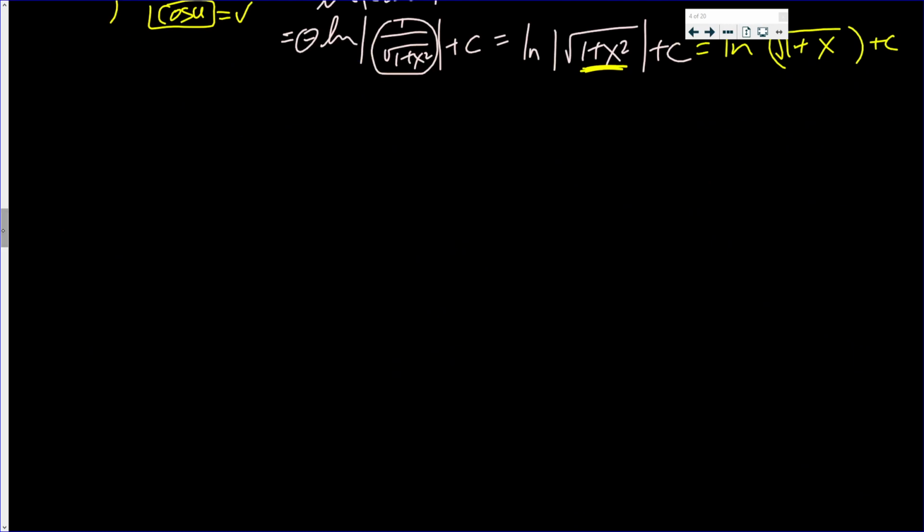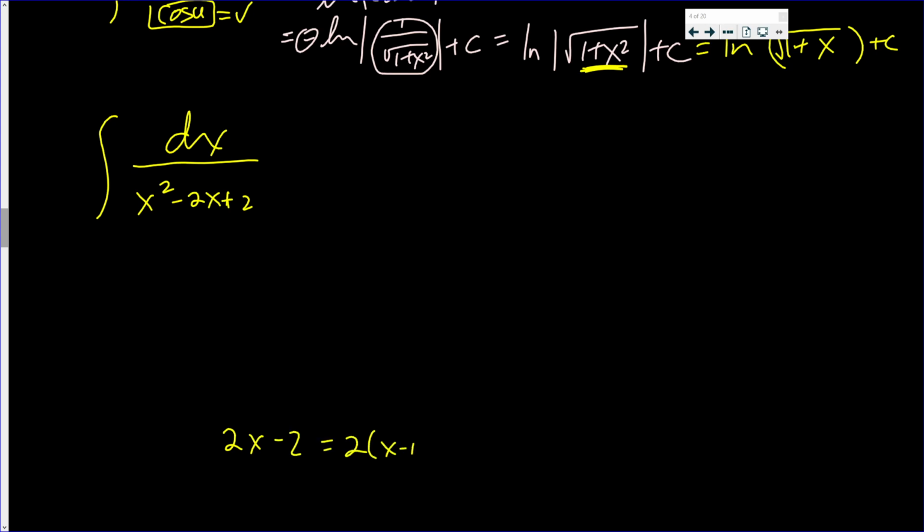A few more. Suppose you were asked to evaluate this integral, where the denominator is x squared minus 2x plus 2. Now the derivative of the denominator is not on top. You don't have x minus 1 on top. You don't have a multiple of x minus 1 on top. Where am I getting x minus 1 from? The derivative of the bottom is this, which is 2 times x minus 1.